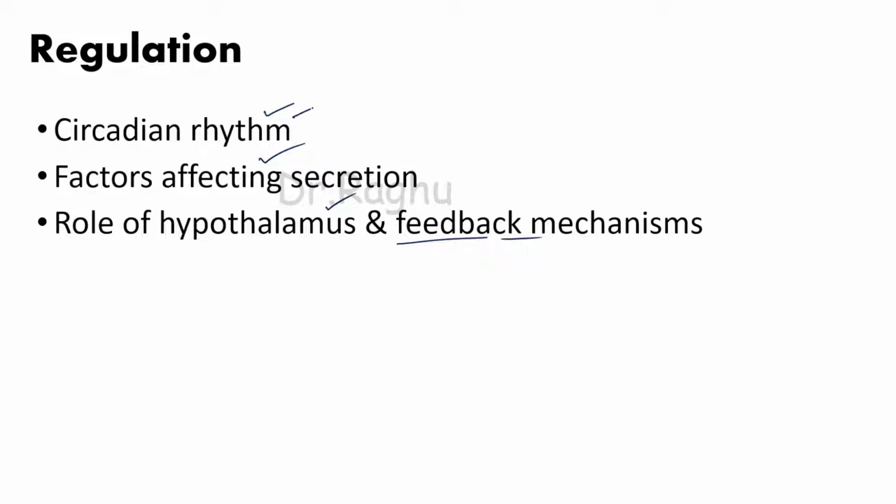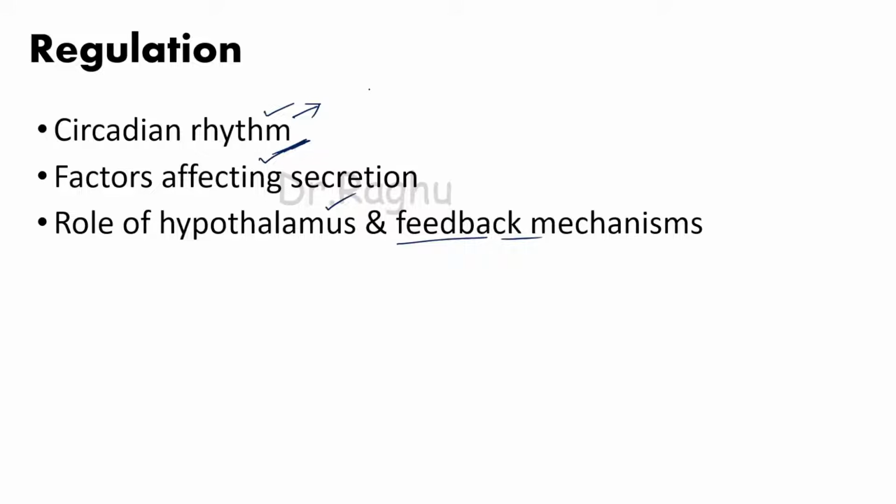So first, let's try and understand what this circadian rhythm is. As we all know, like a few other hormones, the growth hormone also undergoes the circadian rhythm. That means the secretion of growth hormone is not uniform over the period of 24 hours.